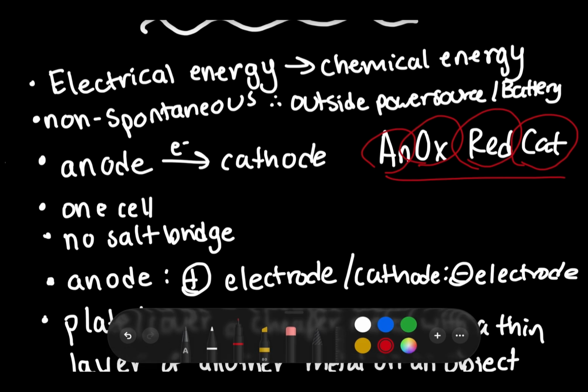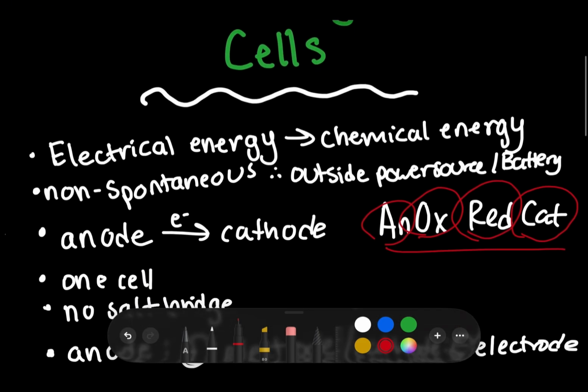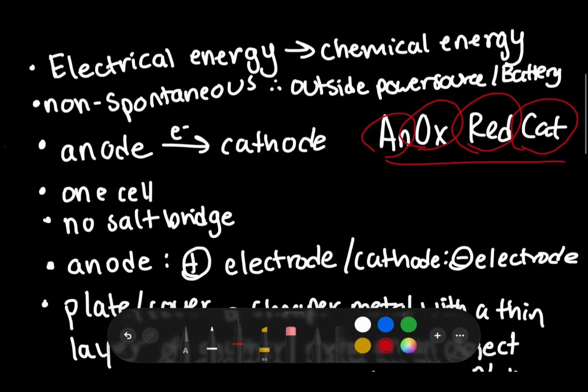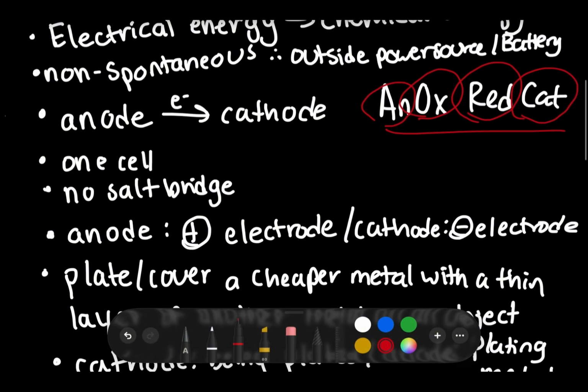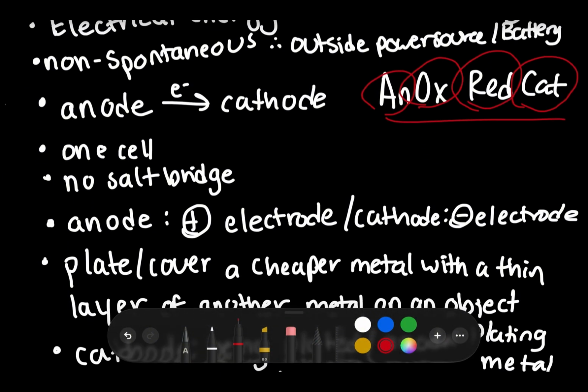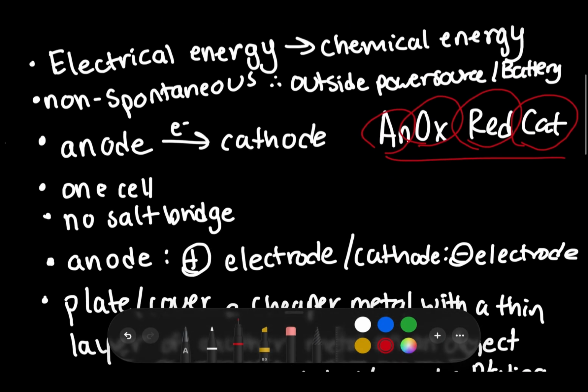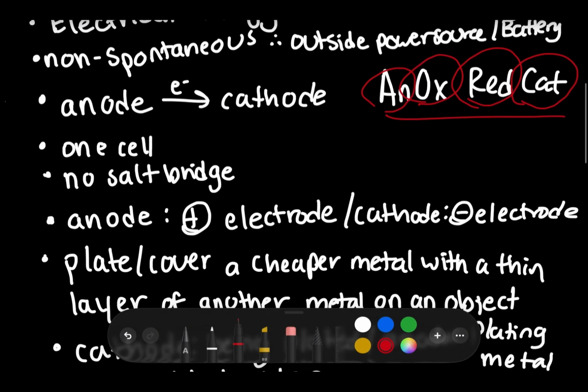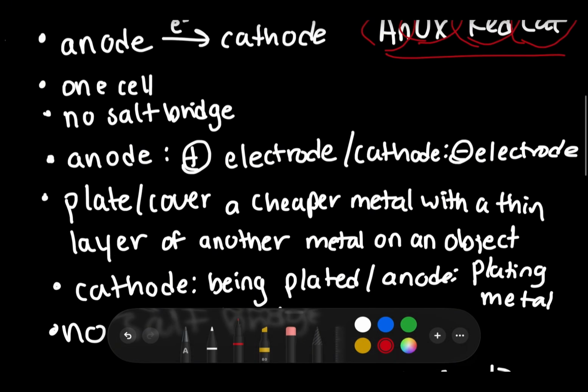Unlike in a voltaic cell, where you have two separate containers or two separate cells, in an electrolytic cell you have one shared cell and there is no salt bridge. So in the electrolytic cell we typically have an electrolyte solution that contains ions that will allow for the maintaining of balance. So unlike in a voltaic cell, the anode is the positive electrode and the cathode is the negative electrode.